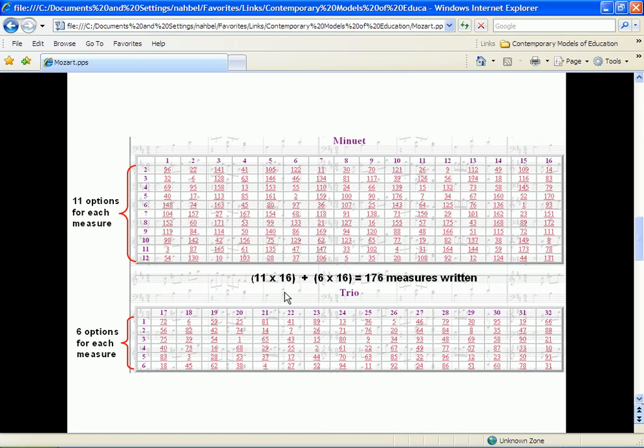So he wrote a total of 11 times 16 plus 6 times 16, or 176 measures. However, since there are 11 options here that can be played with any of these 11 options, just for the first 2 measures there would be 11 times 11, which is 121, or 11 squared. So for the entire minuet, he could play 11 to the 16th possible minuets. For the trio, 6 to the 16th.